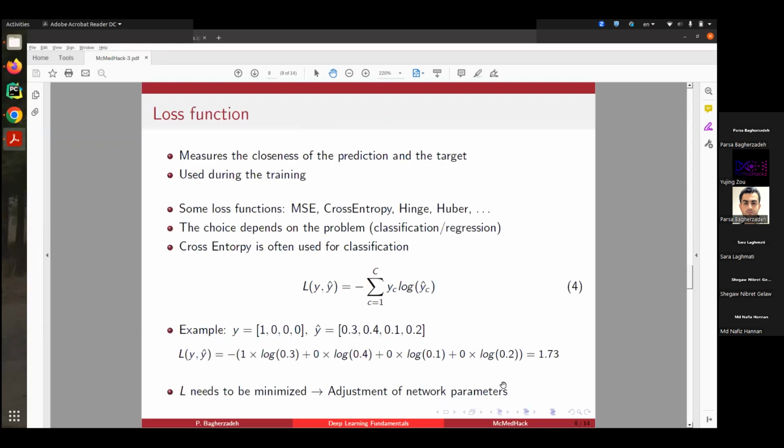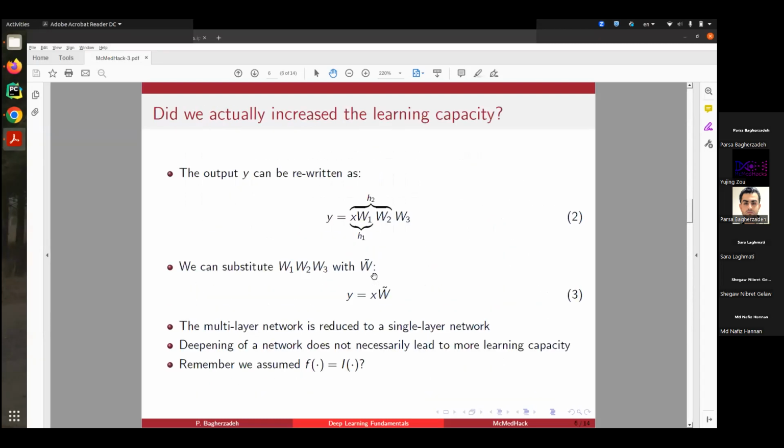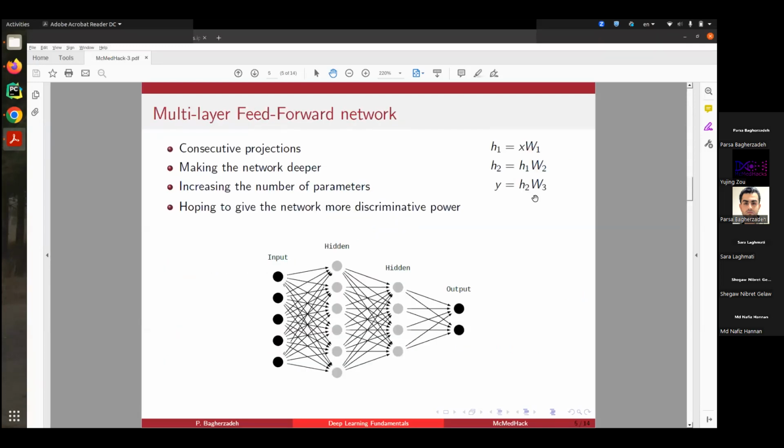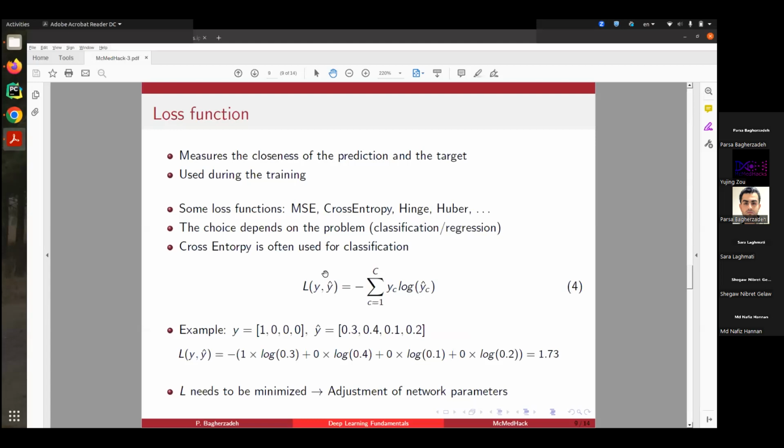However, how do we actually do the training? Because so far my assumption was that all of these projections have been learned, they have been trained, okay? These W1, W2, W3, all of these projections, all of these weights that connect one layer to another layer, they should be trained. But how should we train? We need to adjust these weights. But how?